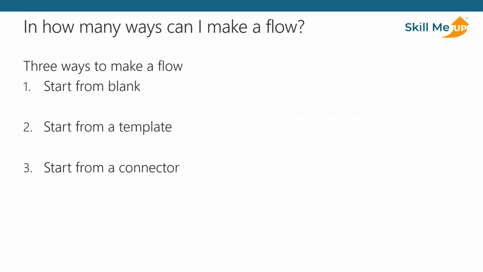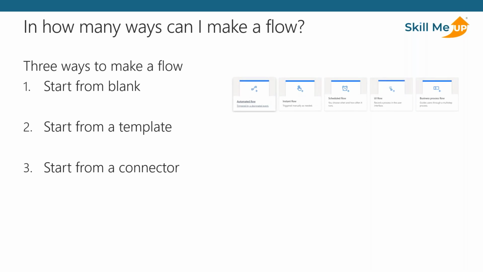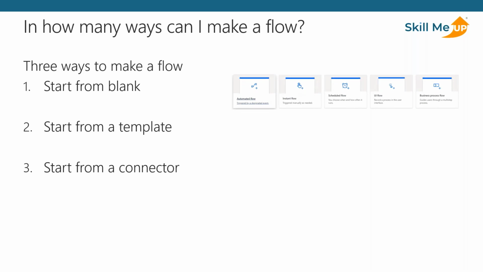Now, the next question is, in how many ways can I make a flow? The answer is, you have three ways to make a flow. The first way is to start from blank. Starting from blank lets you create a totally custom flow.